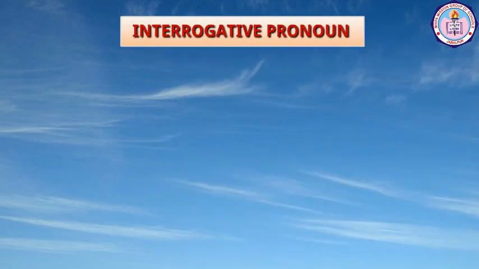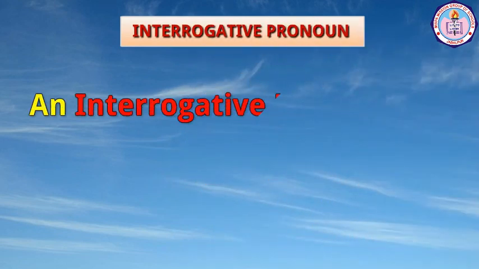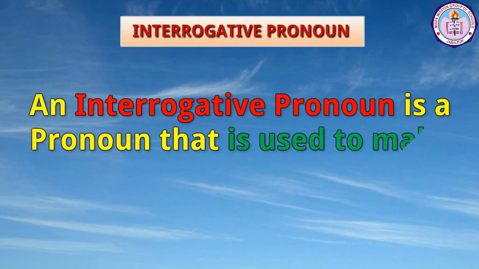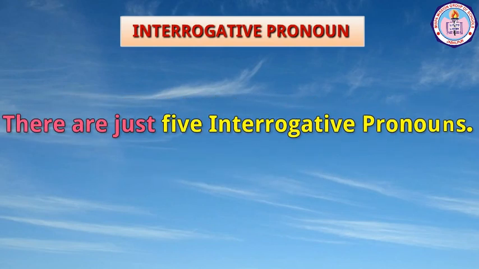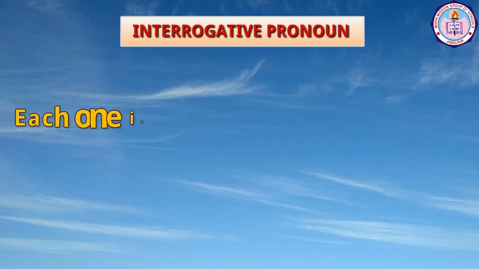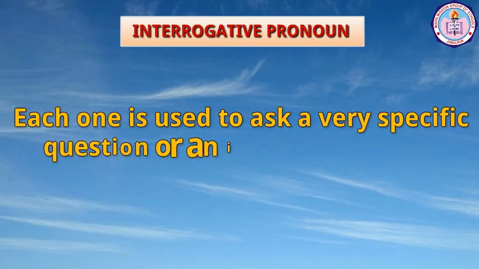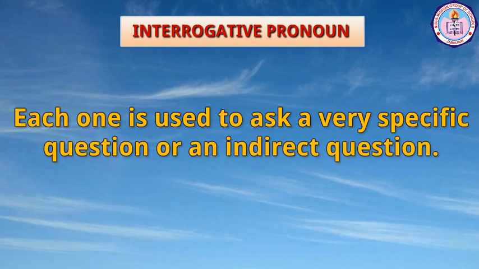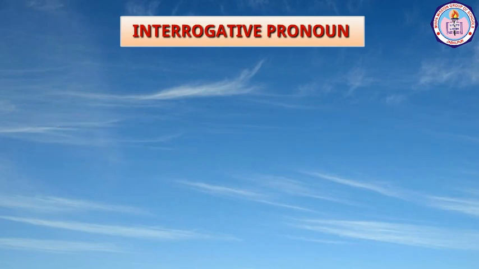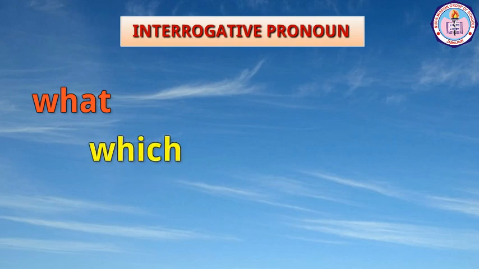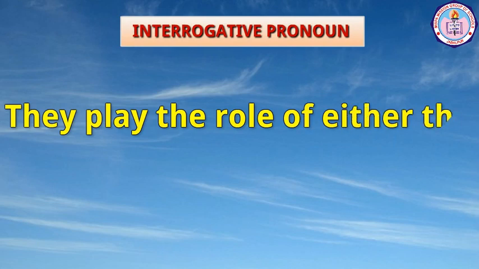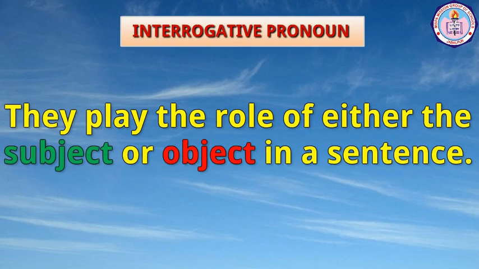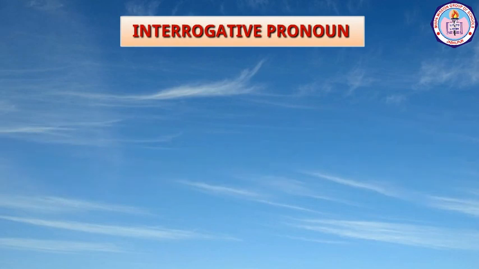The next type of pronoun is the interrogative pronoun. An interrogative pronoun is a pronoun that is used to make asking questions easy. There are just 5 interrogative pronouns. Each one is used to ask a very specific question or an indirect question. They are what, which, who, whom, and whose. They play the role of either the subject or object in a sentence. Let us see some examples.